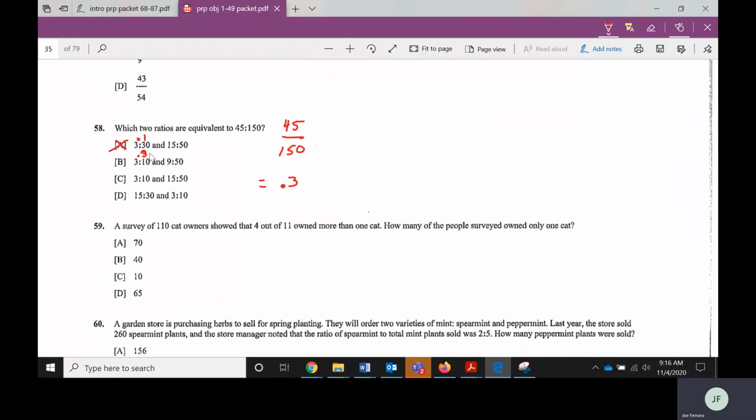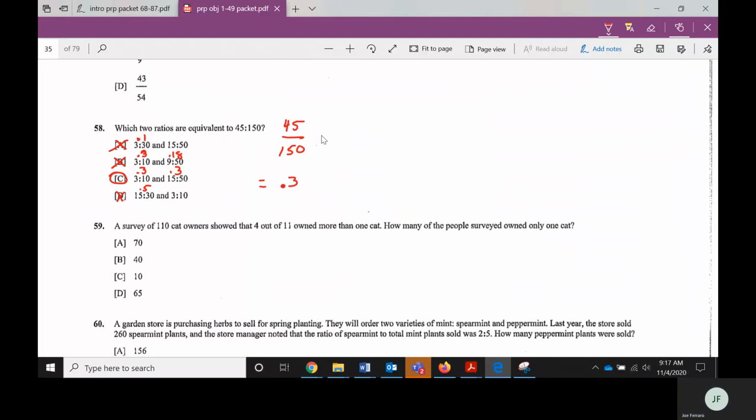So now I got to test this one. 9 divided by 50 is 0.18. So this one is out because they're not both 0.3. Letter C, we did 10 up here, so this would be the same, 0.3. And I'm going to do 15 divided by 50. That also equals 0.3, so that should be our answer. Now, if you wanted to, you could test down here, 15 divided by 30, that's 0.5, so that's out. So that would be our correct answer.